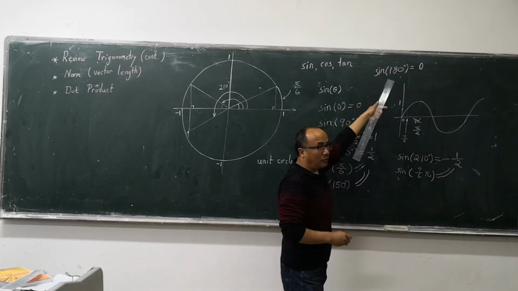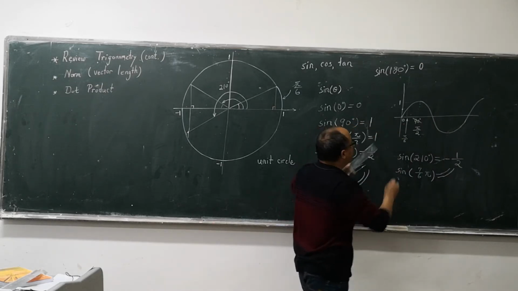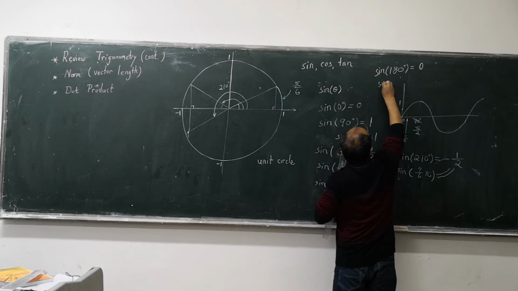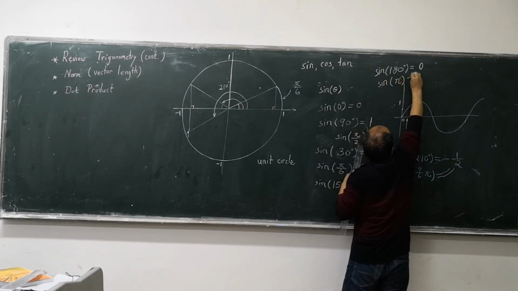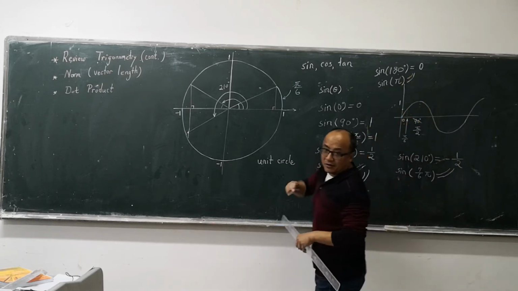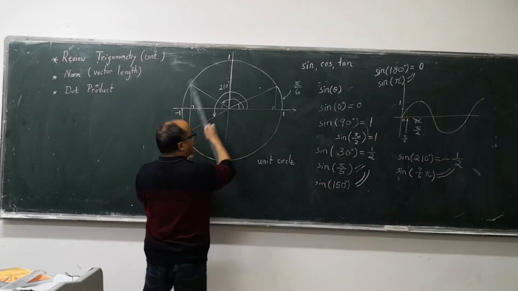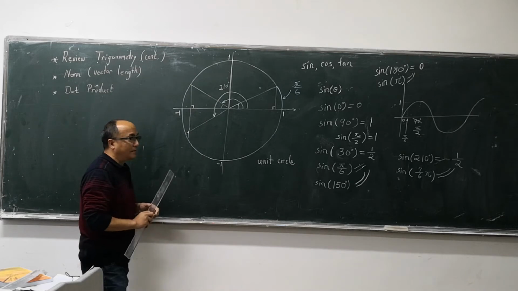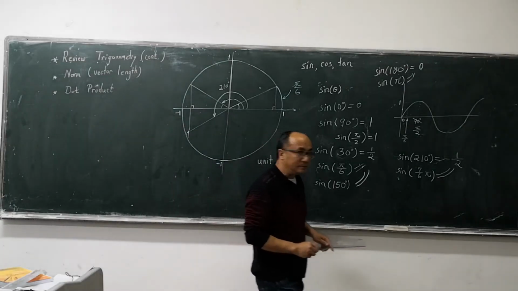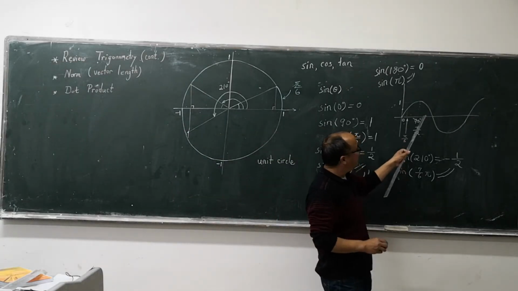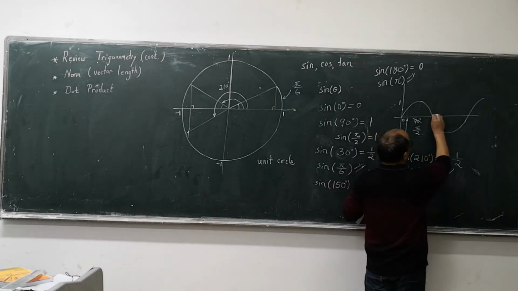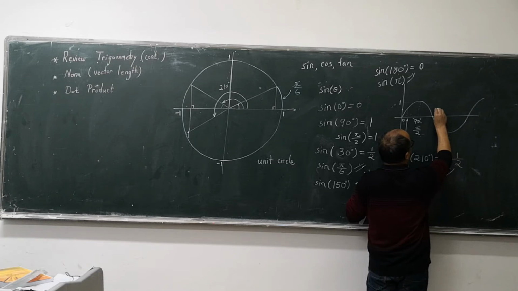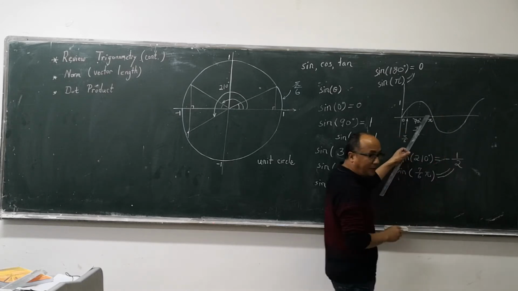And what's the pi? So where is here? Pi. 180 degrees. Right.